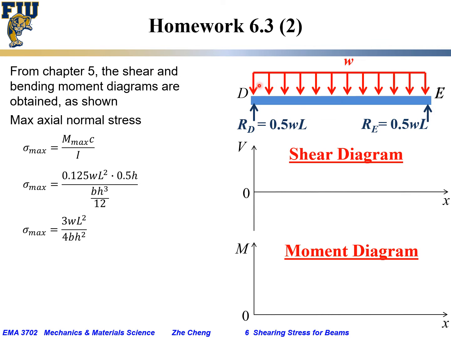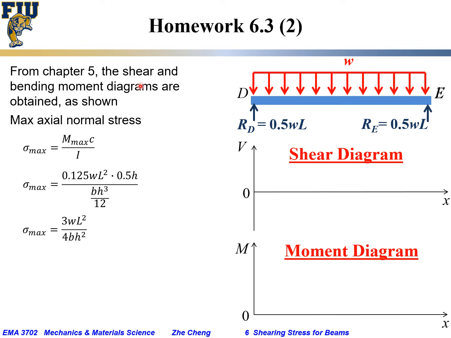Well, this is a problem that we saw before in chapter 5, a simply supported beam, and because of the uniformly distributed load, the reaction at the left side, at D side, would be 0.5 WL. Distributed load times length. The reaction at E side would be, because of the symmetry, the same value, 0.5 WL, and both are pointing upward. So this would be the free body diagram for the entire DE beam.